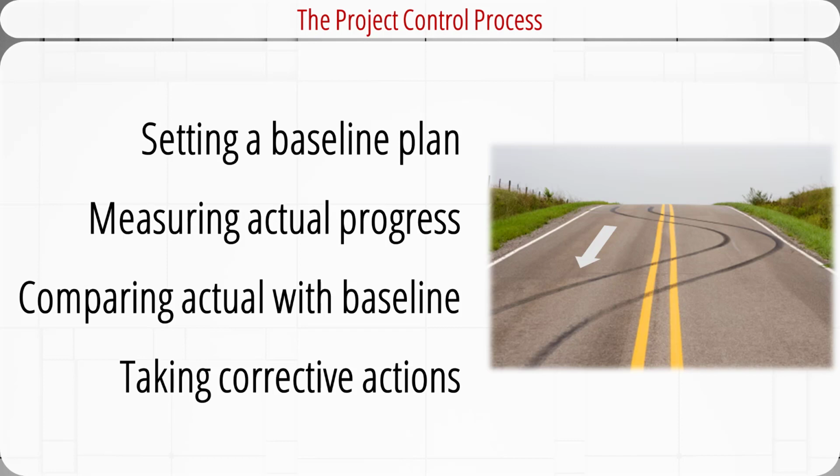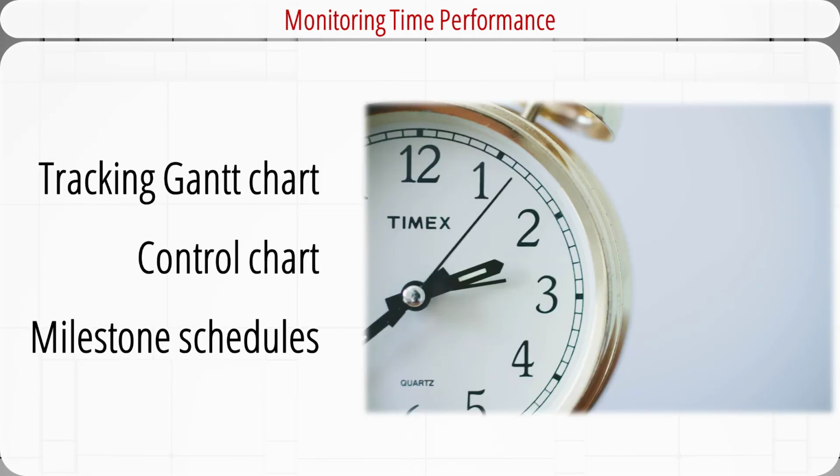The third step is to compare the actual progress against the baseline plan and see if there is any deviation. Finally, take corrective actions if deviations from plans are significant. As I mentioned, we create the baseline using the information derived from the project network and the work breakdown structure. To measure the actual time performance of the project, we can use one of these 3 tools: a tracking Gantt chart, a project schedule control chart, and project milestones.